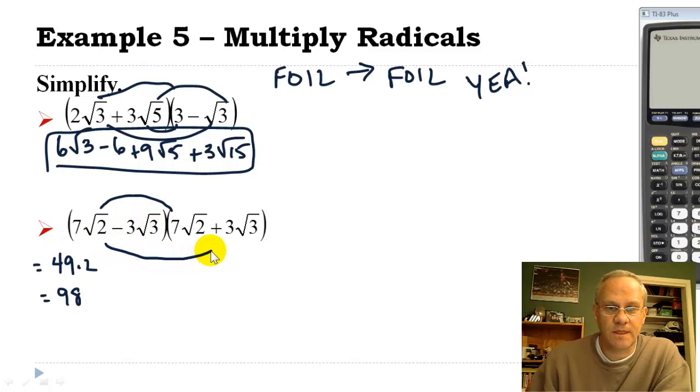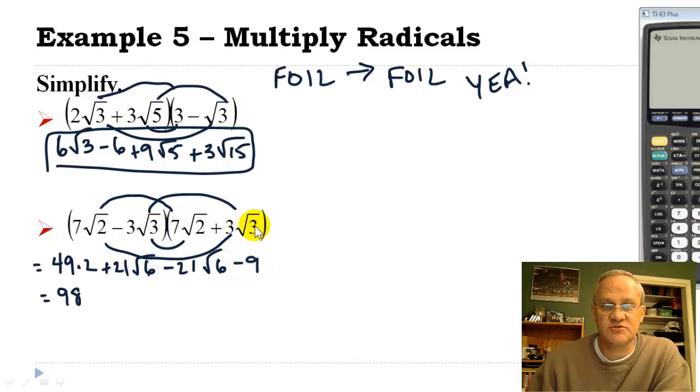Outside, we go 7 times 3 is 21. Square root of 2 times square root of 3 is square root of 6. Inside, negative 3 times 7, negative 21. Square root of 3 times square root of 2 is square root of 6. And then finally, last, negative 3 times 3 is negative 9. And then square root of 3 times square root of 3 is positive 3. So times 3, which would be negative 27.